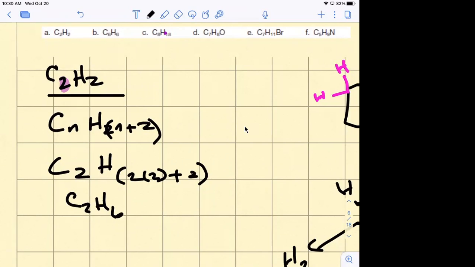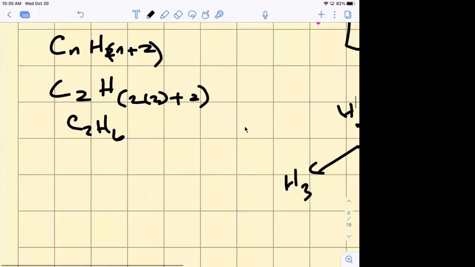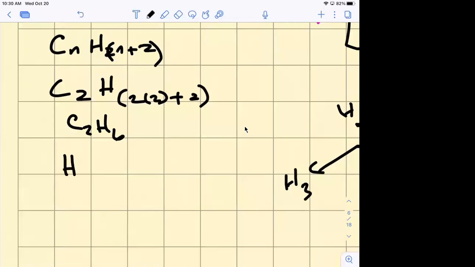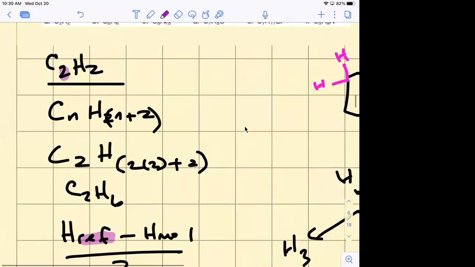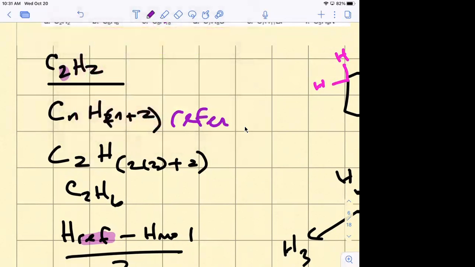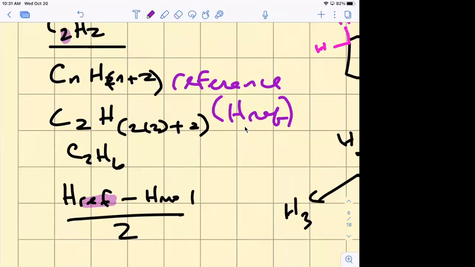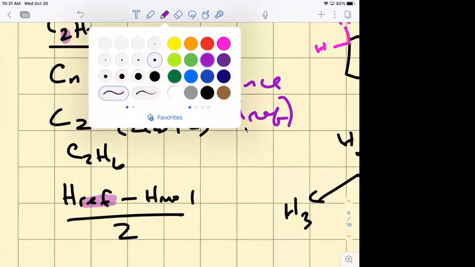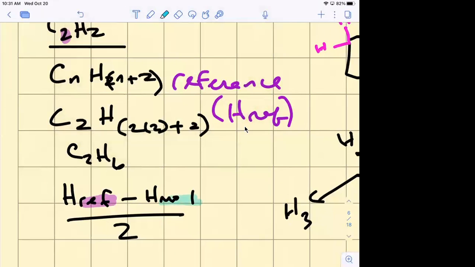Yeah. All right, so to calculate the degrees of unsaturation, we subtract, using a simple formula. H_ref is the reference compound. So this is my reference, CnH2n+2. We're going to call that the reference. This is what we call H_ref. And then H_mol, I just abbreviated as H mol down here.